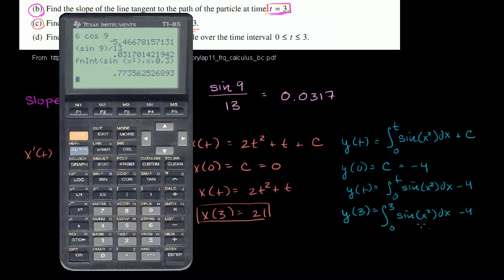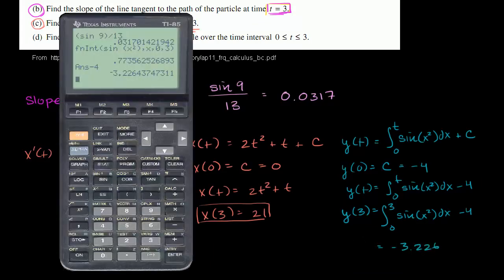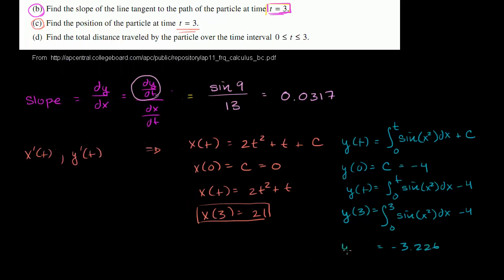0.77356, and that's just this first part right over here, and then I need to subtract 4. So minus 4 gives negative 3.226, I'll go with. So this is equal to negative 3.226. Did I write that down right? I have a bad memory. Negative 3.226, and we're done. So y of 3 is equal to negative 3.226.